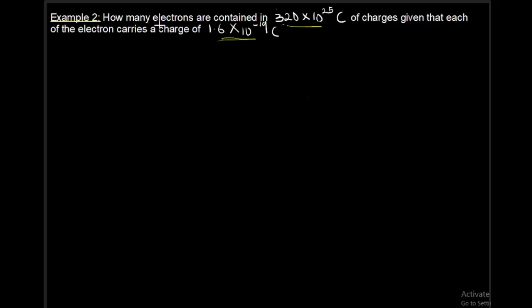How many electrons? Electrons here are the subatomic particles. So we are looking for the number of subatomic particles. And remember in our formula, number of subatomic particles, the symbol is N. So we are looking for N.